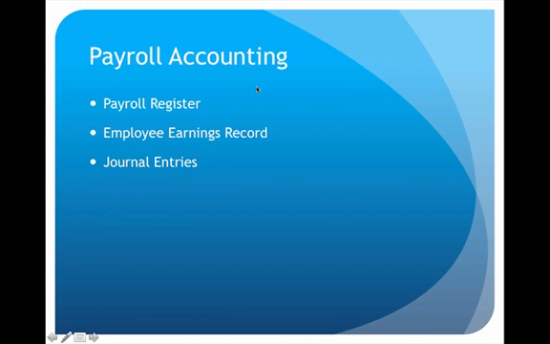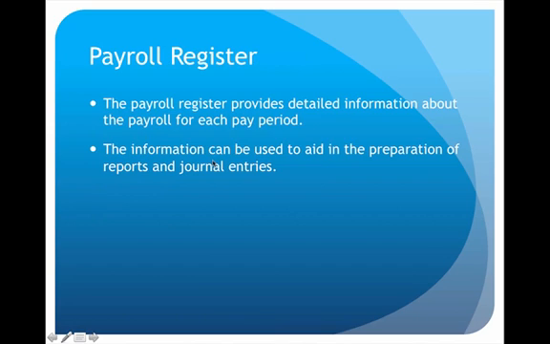Now, in terms of the actual payroll accounting, the irony is we've talked a lot about payroll, but we really haven't talked that much about the accounting side of things. So as the accounting side comes into effect, we have three main areas that the accounting department is responsible for. And those would be the payroll register, the employee earnings record, as well as certain journal entries.